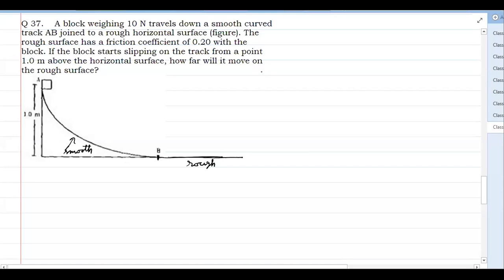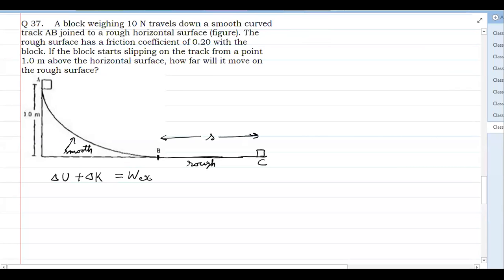So what we can do is directly apply the work energy principle. Suppose it stops at point C after traveling distance S. We apply the work energy principle between point A and point C. If we write delta U plus delta K equal to work done by external forces, this is the basic principle.